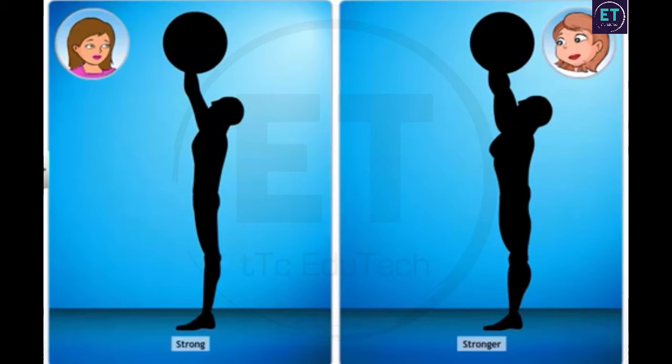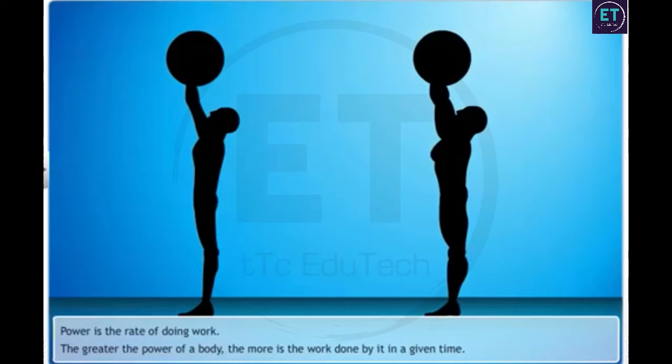Well, the second weightlifter looks stronger. Yes, in terms of science, you could say he has more power to do the work. Power is defined as the rate of doing work. It is a measure of how fast a given work is done. The greater the power of a body, the more is the work done by it in a given time.